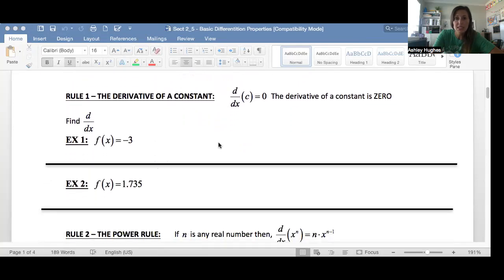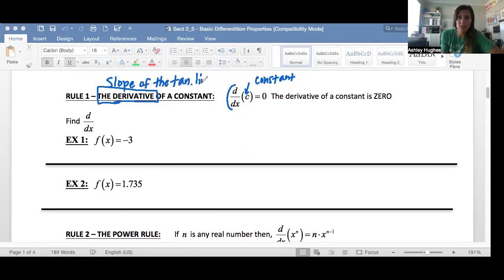The first one is that anytime you take the derivative of a constant, a number, the derivative is 0. Now let's think about that. What does the derivative mean? Do you remember what the derivative means? I don't want you to ever forget what the derivative actually is. It's just the slope of the tangent line at a point. So it's the slope or the rate of change at that point. The derivative is the slope, which you've talked about since algebra 1.